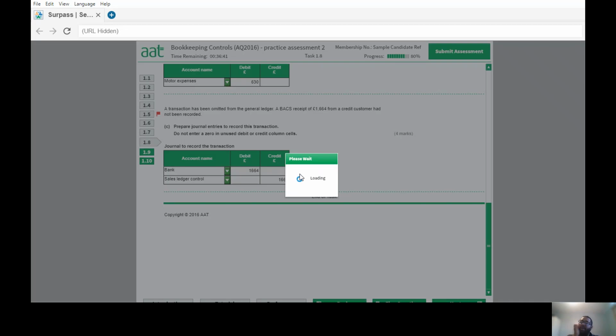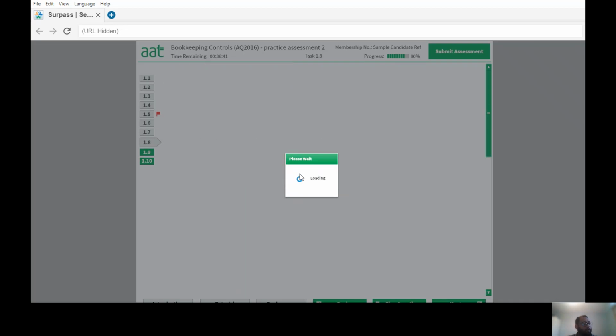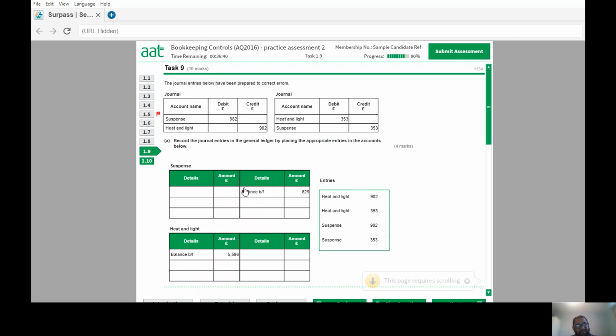Now let's move on to 1.9. We still have plenty of time, but we still have to work out how we're going to allocate time for all the trouble questions you may come across. Now let's have a look at this. The journal entries below have been prepared to correct errors. So we have that information here. Now what we have to do is check. Okay, so the suspense account here, heat and light, one entry there, and heat and light again, and another suspense account here as well.